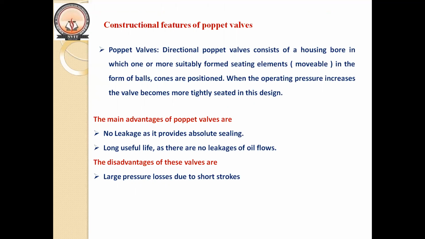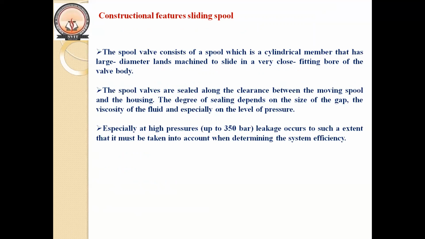As I said, poppet valve consists of a housing bore in which one or more suitably formed seating elements, that is movable elements in the forms of balls, cones, or plates. When the operating pressure increases, the valve becomes more tightly seated in the design. What are the advantages of this poppet valve? The first one is no leakage. Since there is no leakage, the life of the poppet valve is very long. The disadvantages include large pressure losses due to short strokes.